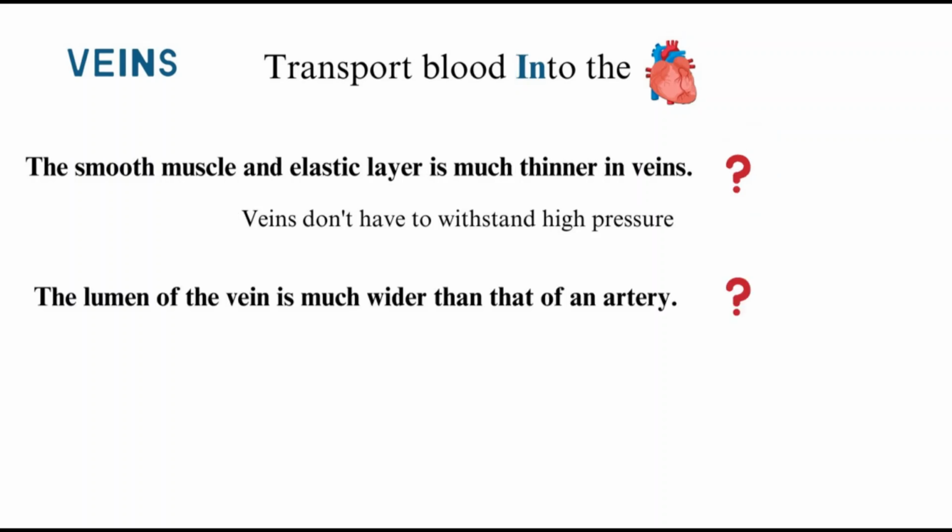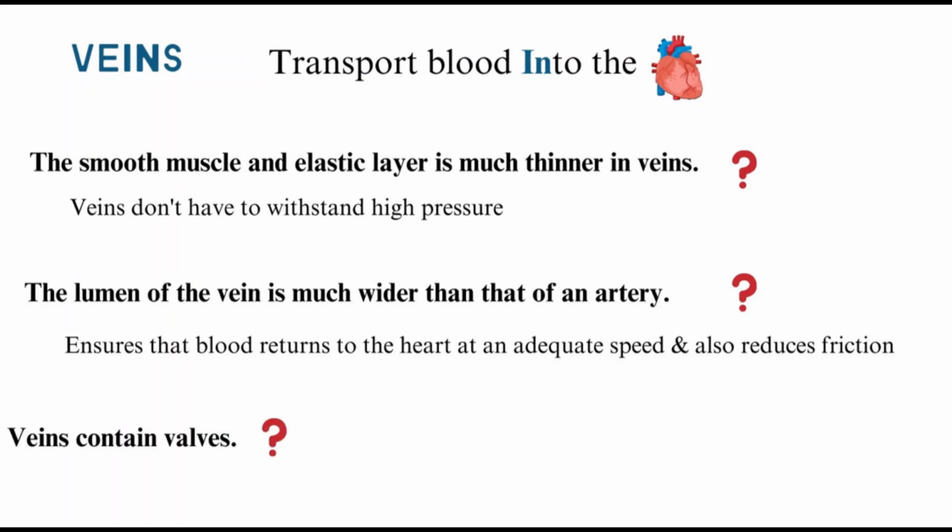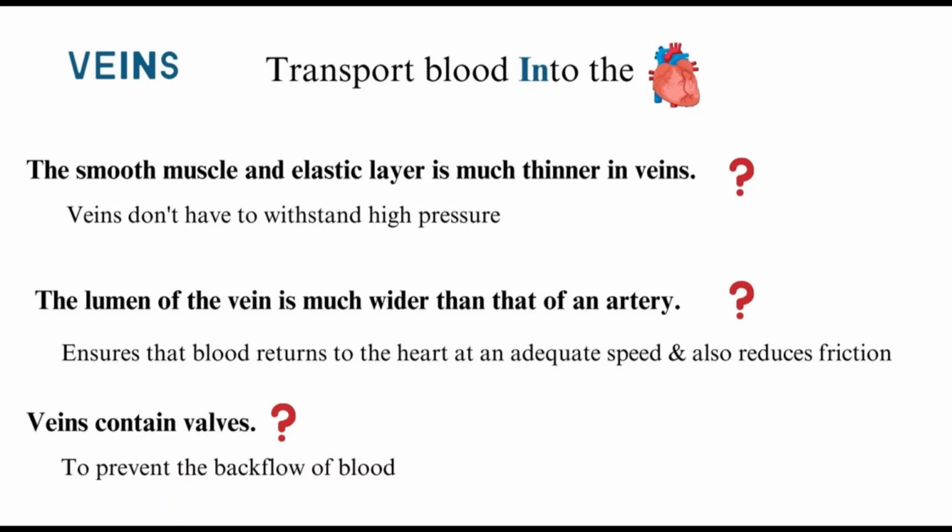Why? A larger lumen helps to ensure that blood returns to the heart at an adequate speed. Also, a large lumen reduces friction between the blood and the endothelium of the vein. Next, veins contain valves. Why? The valves prevent the backflow of blood, thereby helping to return blood to the heart.